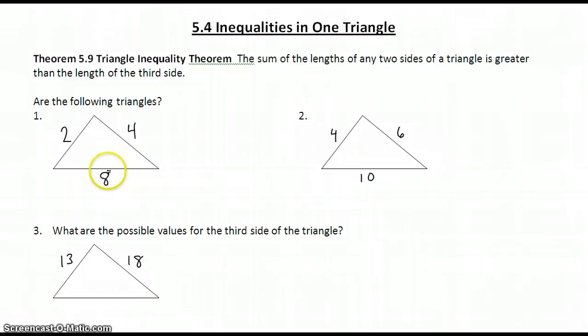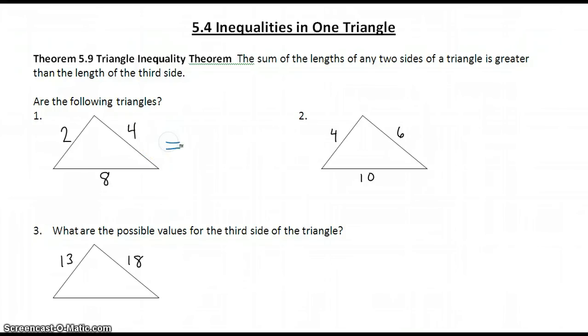final decision. If we look at side 2 and side 8, 2 and 8 are bigger than 4. And 4 and 8 together is bigger than 2. But if we look at 2 and 4 together, the sum of 2 and 4 is 6. And 6 is not greater than 8.